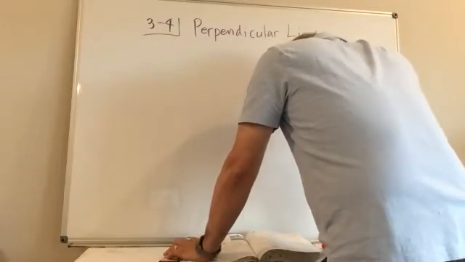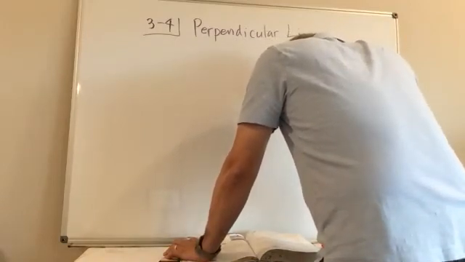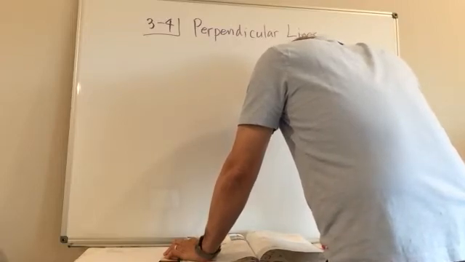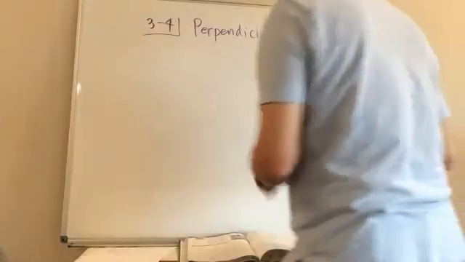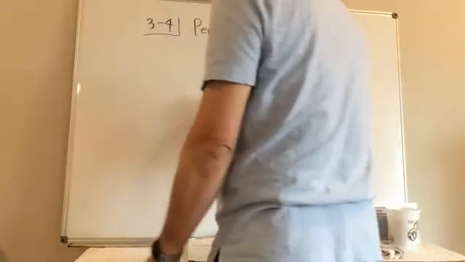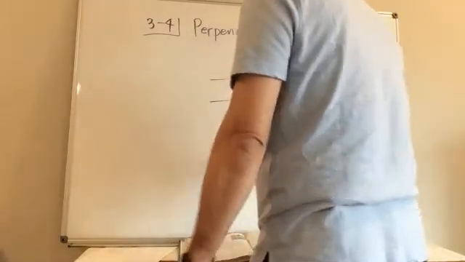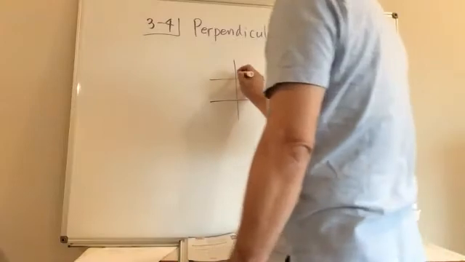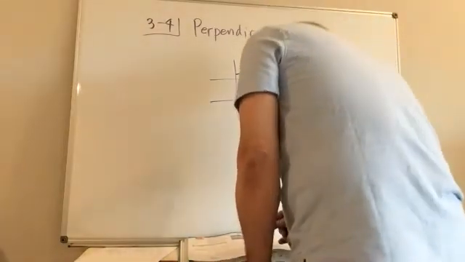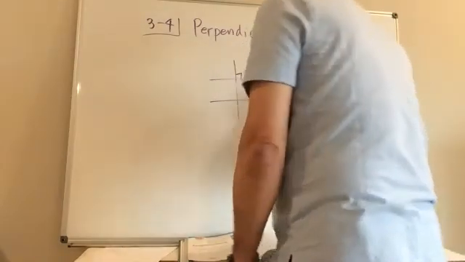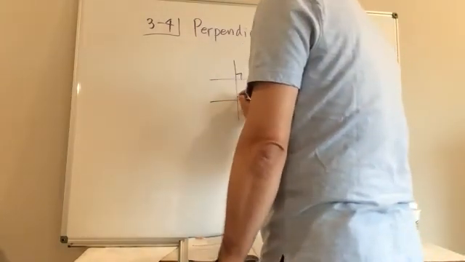3.4.2, perpendicular transversal theorem. In a plane, if a transversal is perpendicular to one of the two parallel lines, then it's perpendicular to the other line. Well, that makes sense, right? If I have two lines and I cut them with a transversal and this guy is 90 degrees, and they're parallel lines, that means that this guy has to be 90 degrees also.